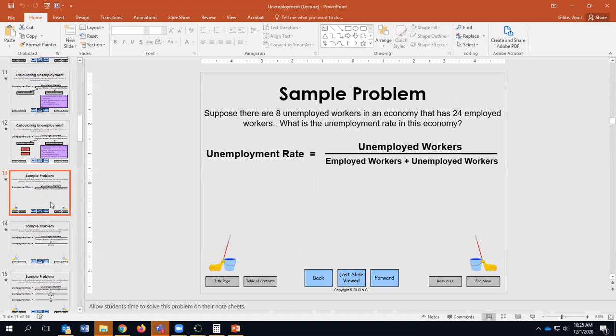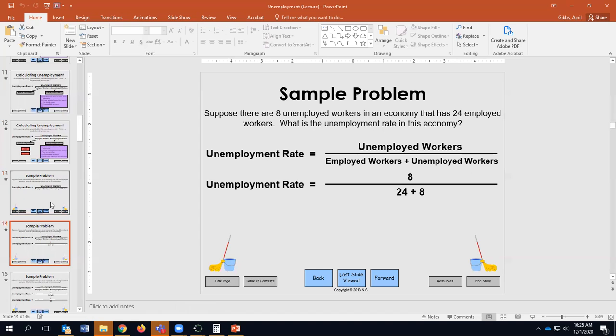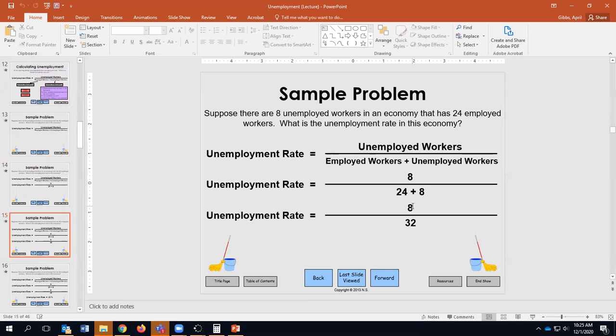So suppose there are 8 unemployed workers in an economy that has 24 employed workers. We're going to work out what the unemployment rate is. Our unemployed workers, it says there's 8, but we have to figure out our total number of workers. So we take 24 plus 8 because we have 24 employed people. So it's 8 divided by 32, which is 25%, 1/4. Simple math, right?